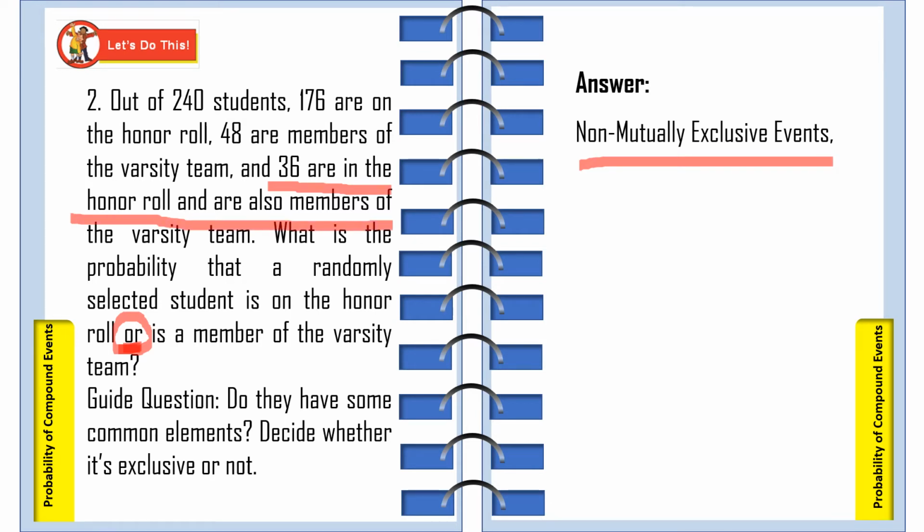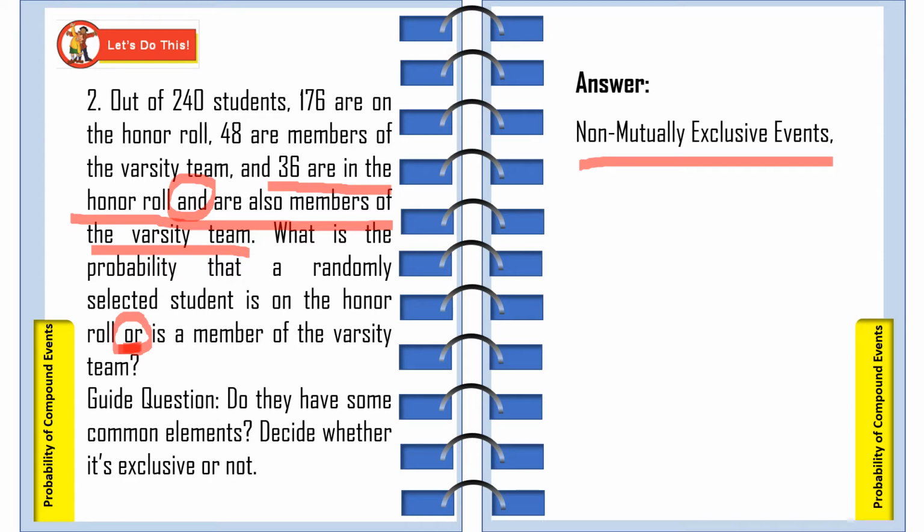Ito yan. Okay, itong phrase nito: 36 are in the honor roll and also members of the varsity team. So, meron tayong 36 students na parehas member nung dalawang category natin. First is honor roll at yung pangalawa ay varsity team. So, ano to? Multi-talented to. Tsaka mga ideal student ito na magaling sa sports and magaling din sa academics.